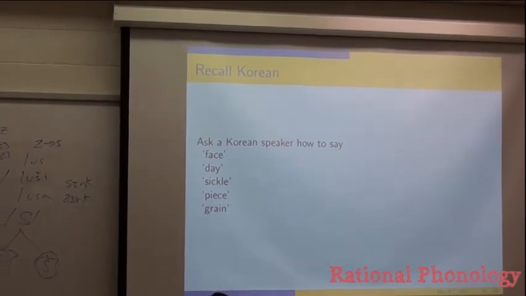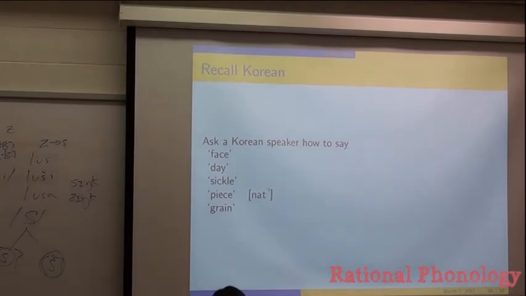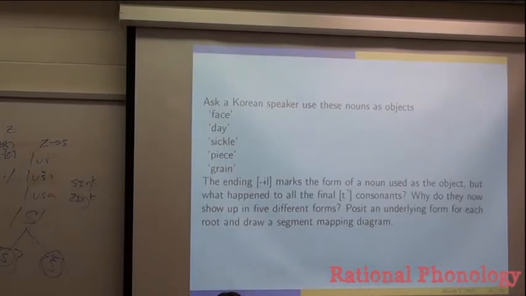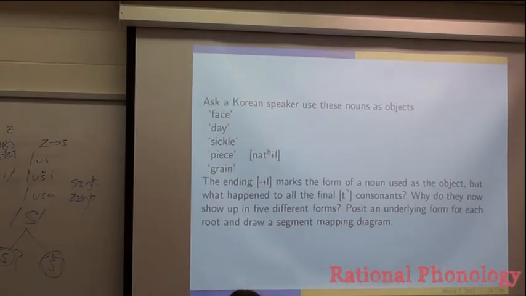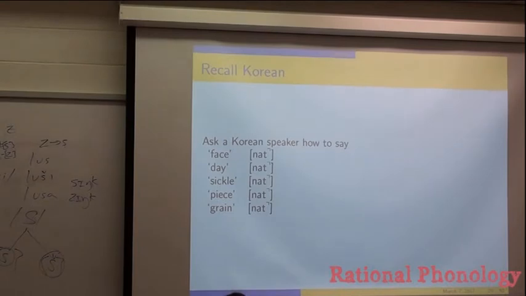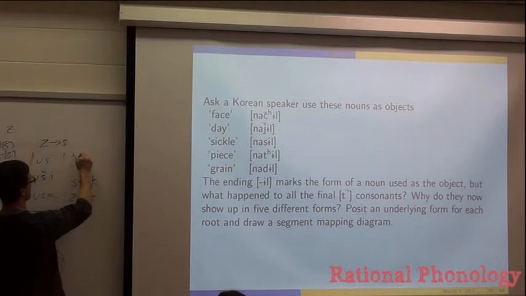So remember this Korean data? We looked at this? Yeah? Okay. And remember that if we ask them to say all these words, they all come out the same. But if we put them with a case ending, they come out different. And so we used this example for a massive neutralization. All these different underlying segments end up coming out, I'm just going to number them, 1, 2, 3, 4, 5. They all come out as unreleased T, okay?